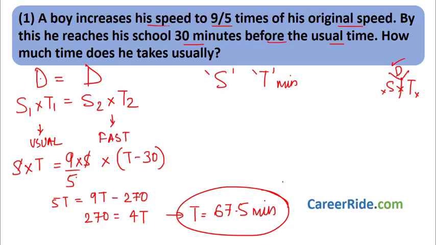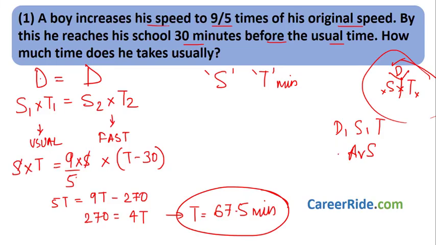See how easy the sum was. We just used our DST formulas and we just saw from which category the sum is, whether it is distance same, speed same, time same, or whether it is an average speed sum, and we solved it. Similarly, here the distance is same, you can have speed same, we have to do the same thing. Moving on.